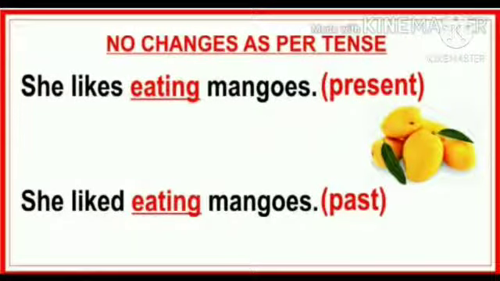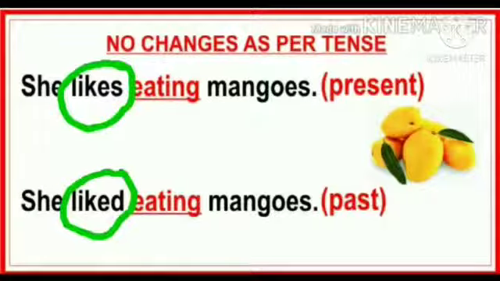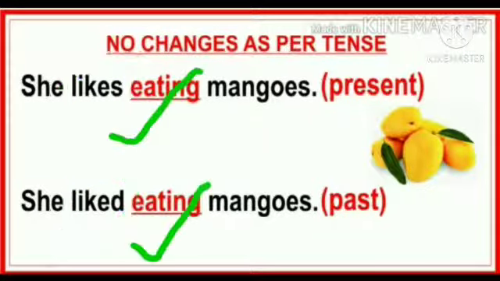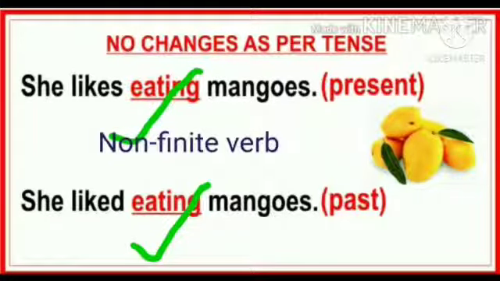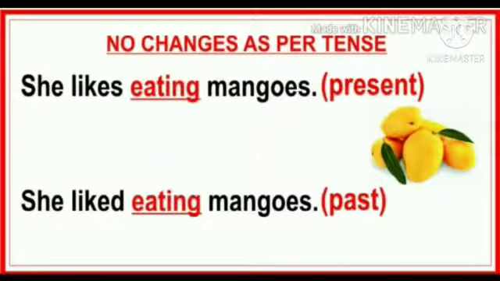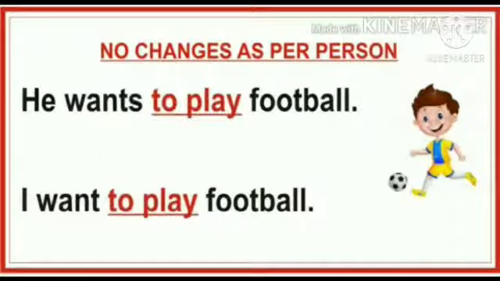No changes as per tense. Here it is written, she likes eating mangoes. Now the sentence is of present tense. The next sentence, she liked eating mangoes, is in the past tense. So here you can see likes changed to liked, but eating remains the same. Therefore, likes and liked are finite and eating is a non-finite verb. Now let us study about no changes as per person.